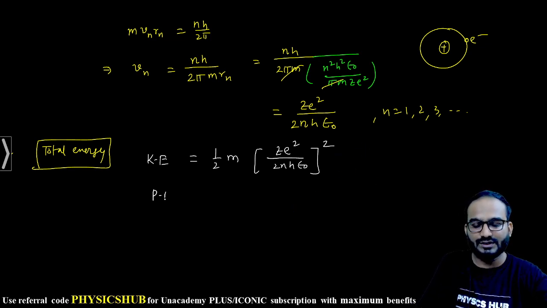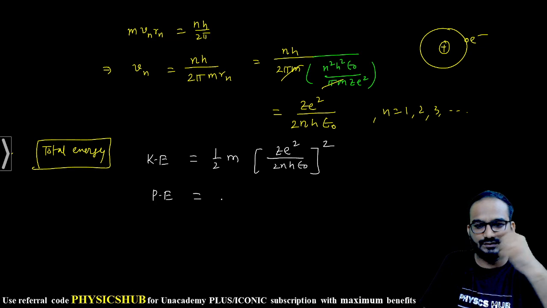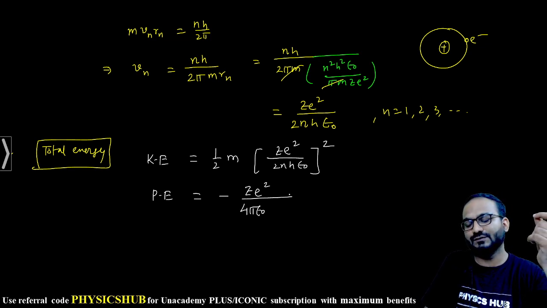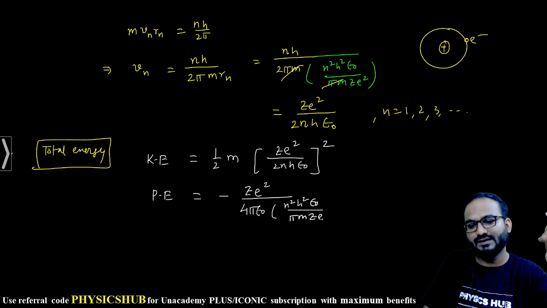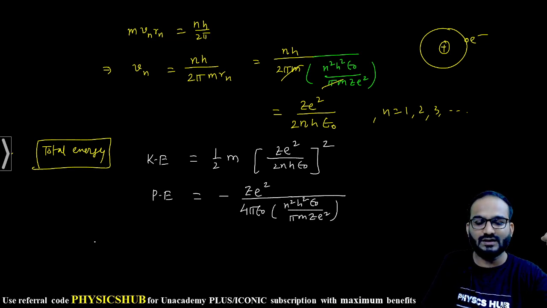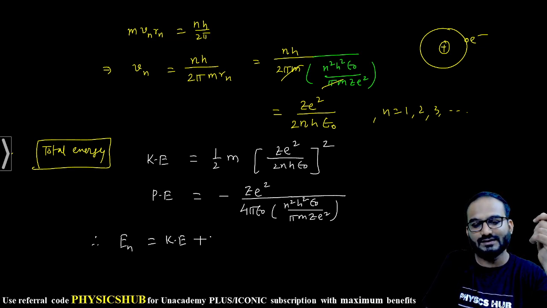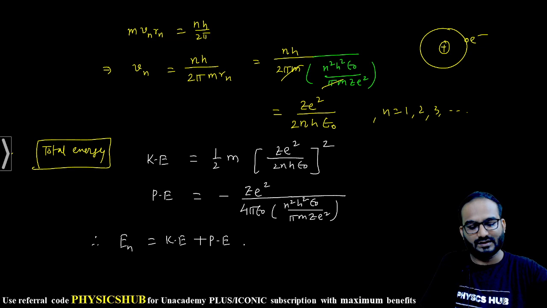Then what about the potential energy? Potential energy equals minus, with 1 by 4π ε₀ times Z e times e, that is Q1 Q2 by R. R we have got as n² h² ε₀ divided by π m Z e². Fine. So you got the kinetic energy and potential energy. So what about the total energy? Total energy is the sum of kinetic energy as well as potential energy.